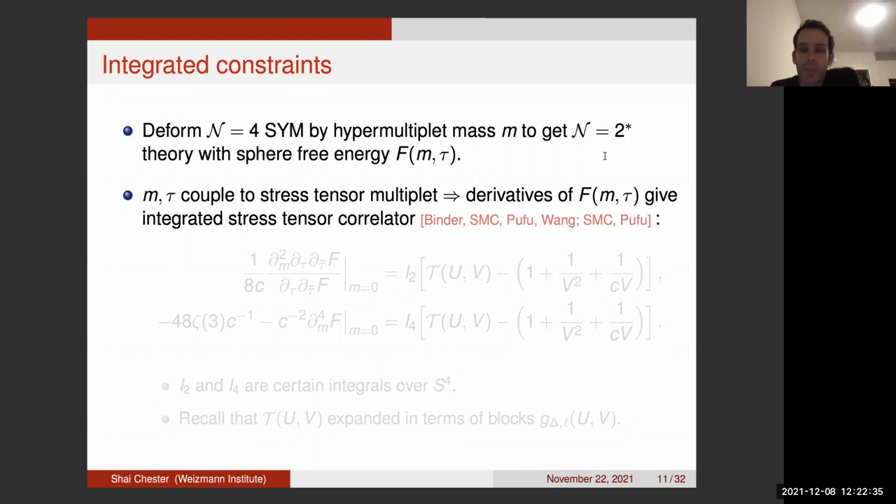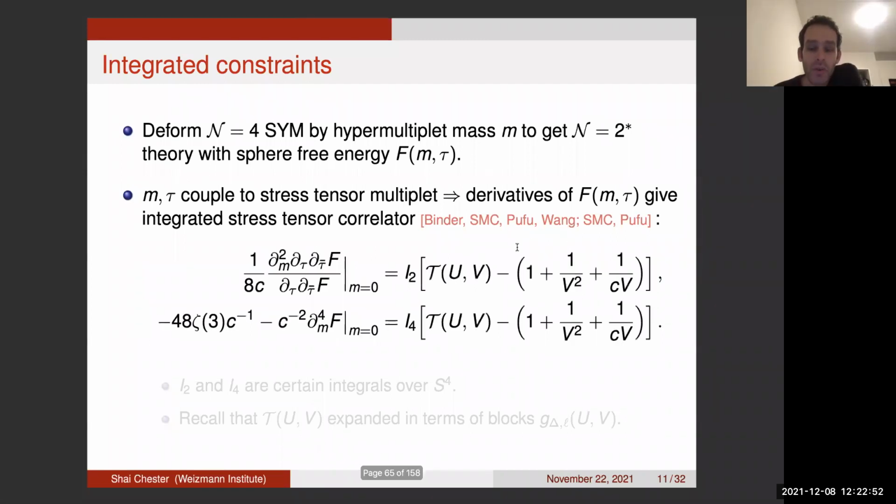That means that derivatives of this F of m and tau, with respect to m and tau, will give integrated stress tensor correlators. Because this is just the usual logic that if you have a source coupling to an operator, and you take derivatives with respect to that source, you get integrated correlation functions of that operator. So the precise relations were worked out in various papers over the last few years. There are two of them.